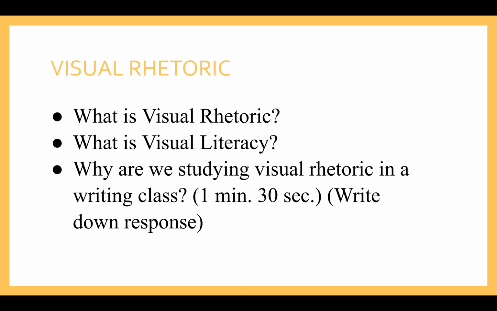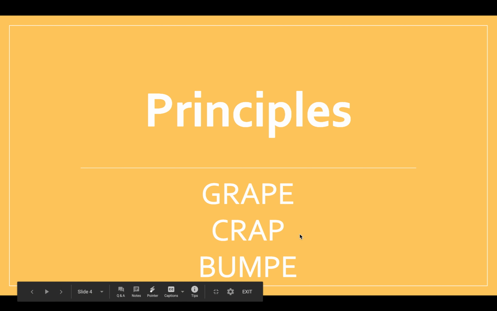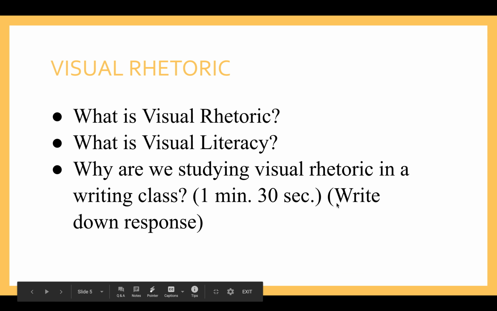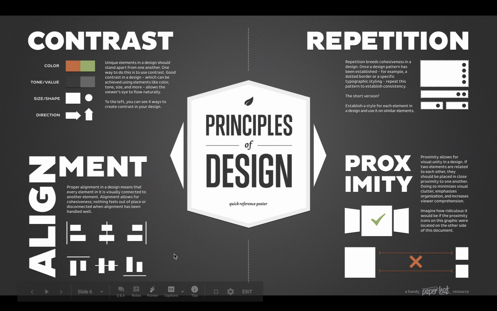So we have to understand visual grammar, which brings us back to these principles, right? CRAP and BUMPY we're going to talk about. This is the grammar we're going to be using. You don't have to write down your response. So this is the CRAP acronym: contrast, repetition, alignment, and proximity.